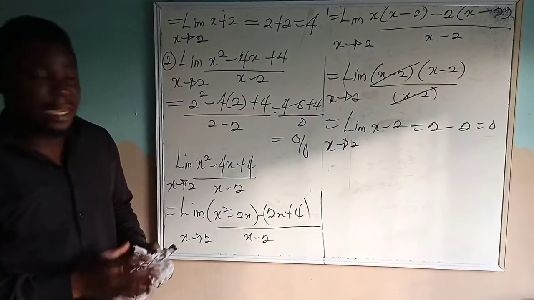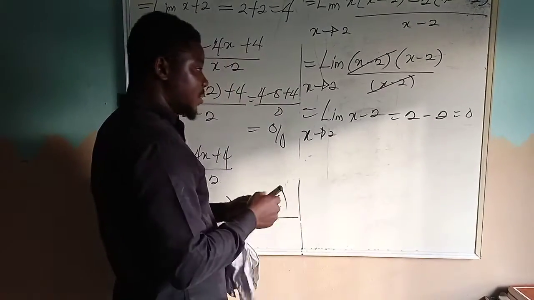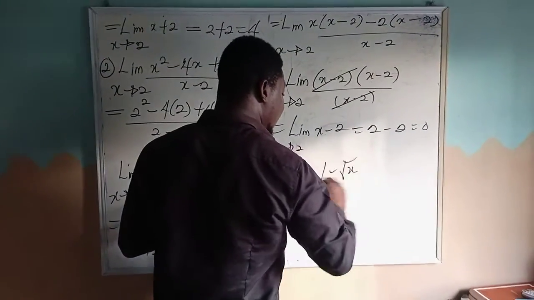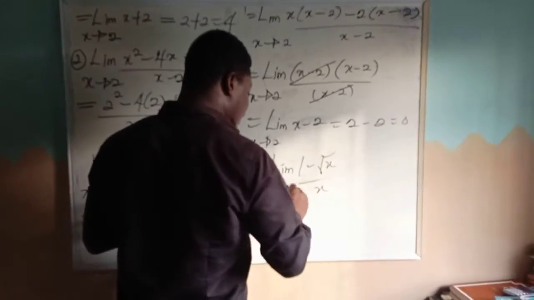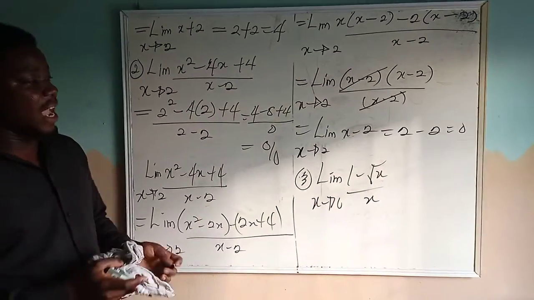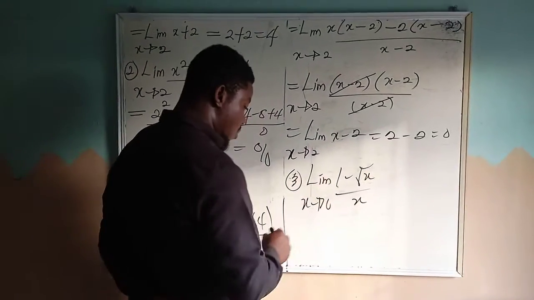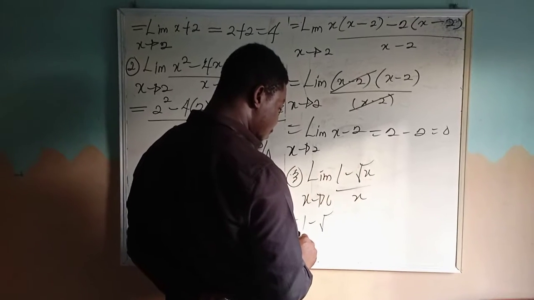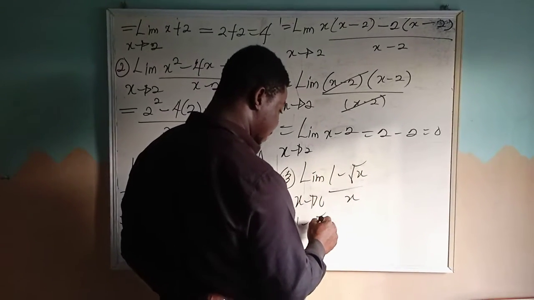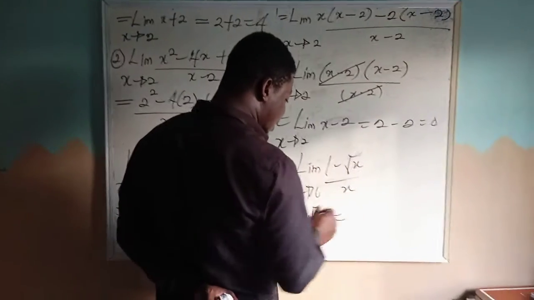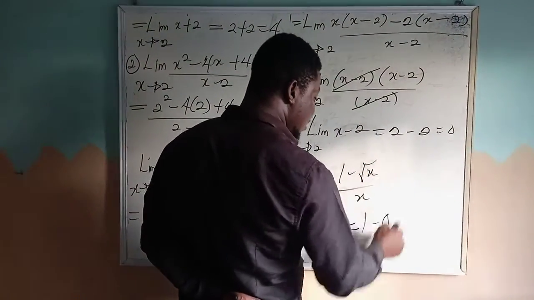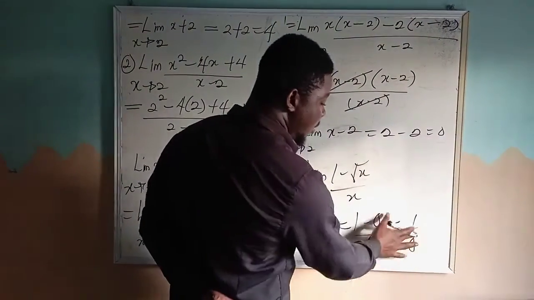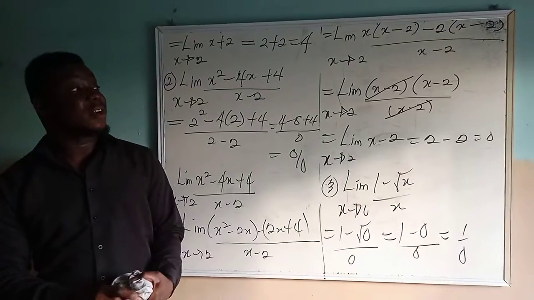So let's quickly look at the third problem. We have the limit of (1 - root x) all over x as x tends to 0. Of course, here you try to substitute directly. When you do that, this gives us 1 minus the square root of 0 all over 0, which is 1 over 0. Of course, 1 over 0 is quite different from 0 over 0.